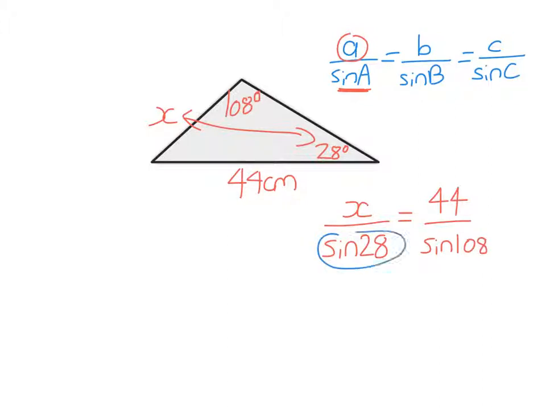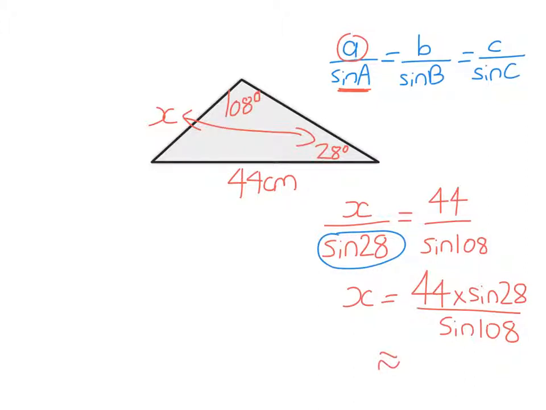Sine 28 is just a number. It's an irrational number, but a number nonetheless. In order to get x by itself, I just times each side by sine 28. So it's 44 sine 28 over sine of 108, and I put that in my calculator. The answer I get to two decimal places is 21.72, and of course it will be centimeters. Again, make sure your calculator's in degrees mode or you'll get the wrong answer.